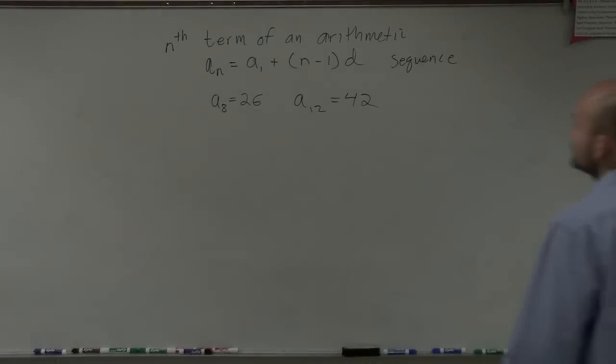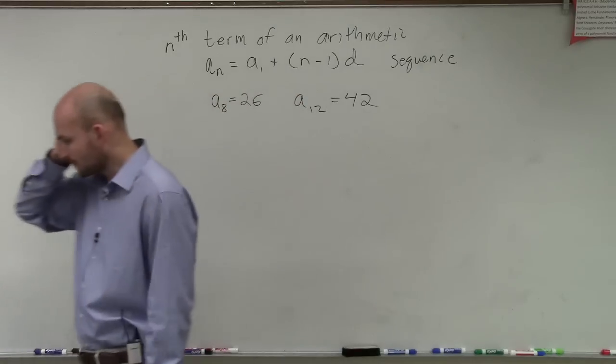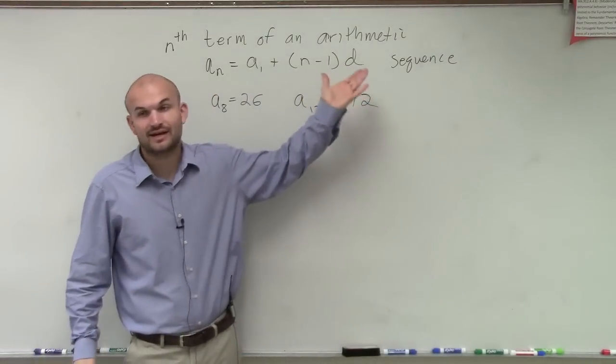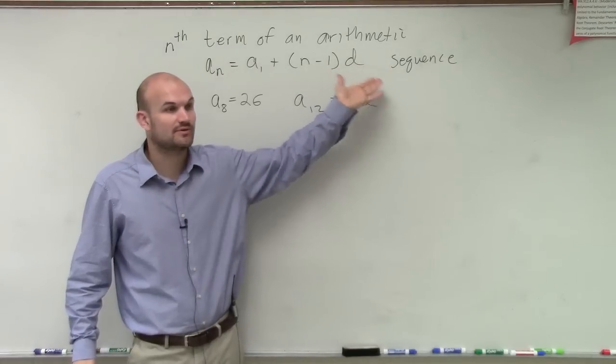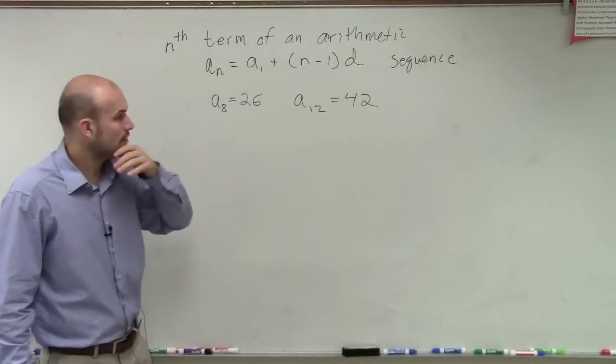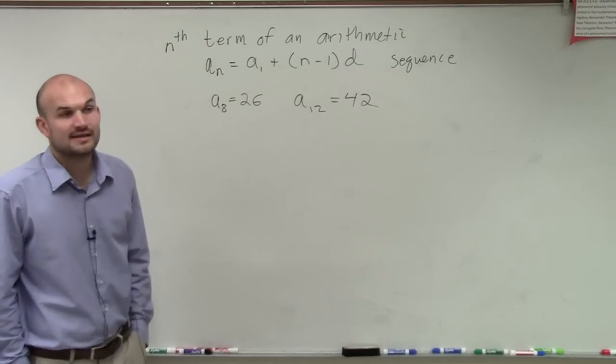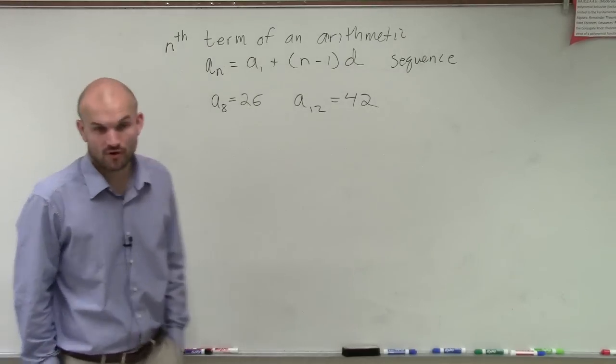So we know that using this formula is going to become very, very important when we have a consistent distance, which means it's going to be an arithmetic sequence. All right. So for this problem, they give us a of 8, which is 26, and a of 12, which is 42.